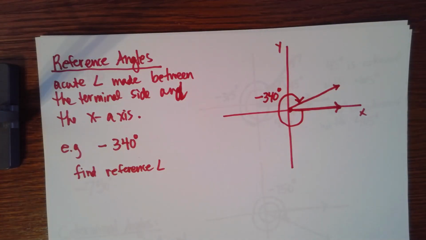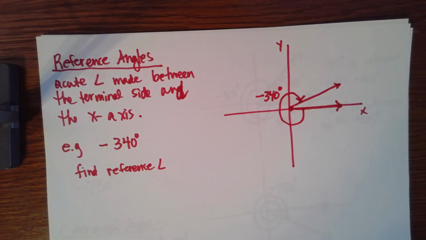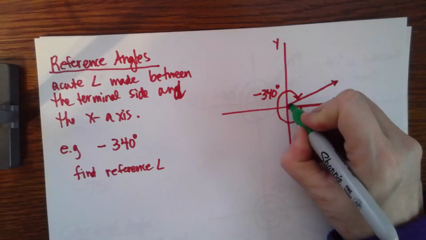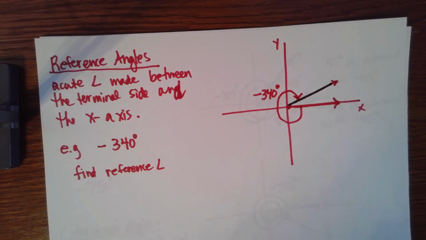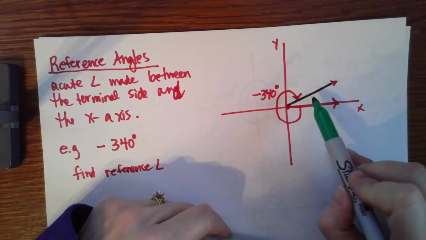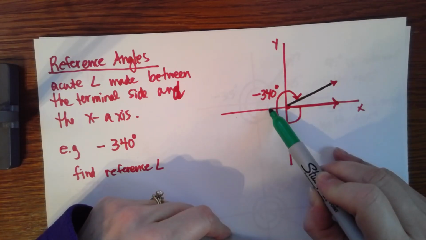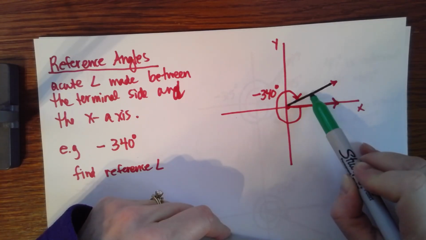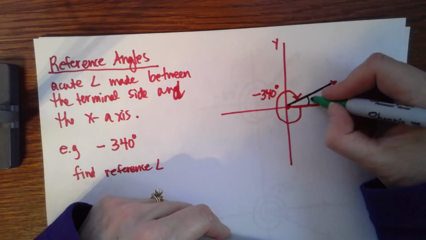And so in order to find a reference angle, I want to take the terminal side and find the acute angle that would be made with the x-axis. So here's the whole x-axis. This angle right here that it makes with the x-axis is not acute, but this angle right here that it makes with the x-axis, this is my reference angle.